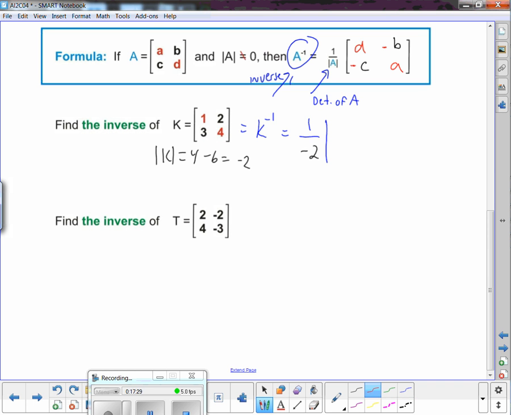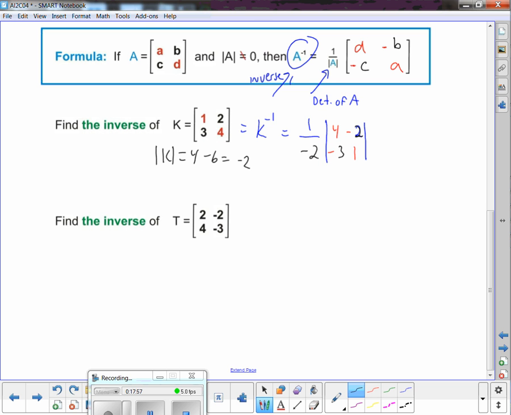Okay, I got to swap the 1 and the 4, right? And I got to put a negative in front of the other 2 in the corners. Top right stays as a 2, but now it's got a negative in front. Bottom left stays as a 3, but now it's got a negative in front. Okay, that wasn't horrible, was it? I mean, that wasn't extremely bad.